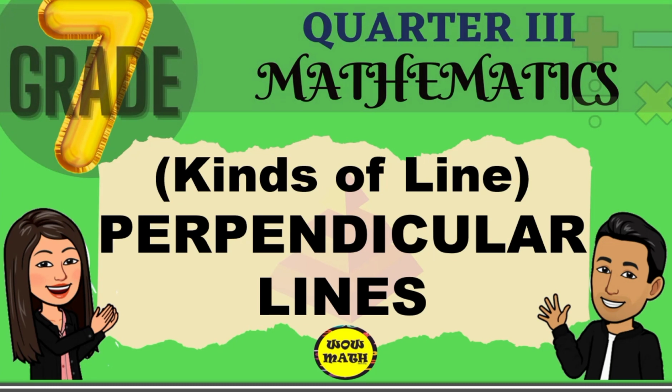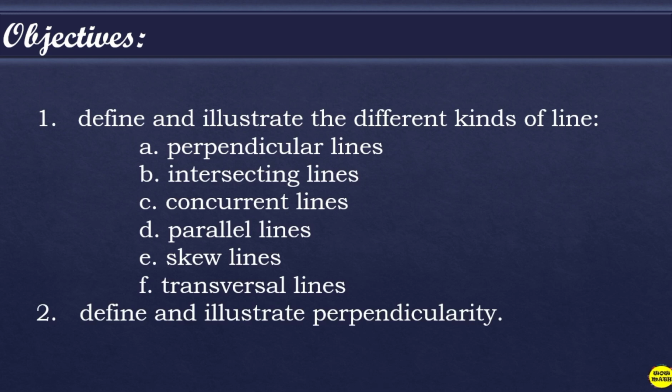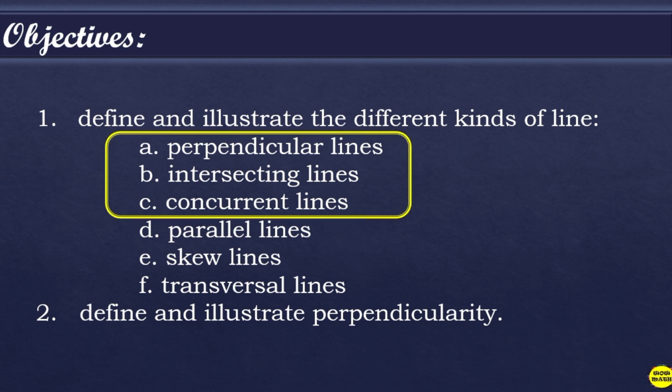Mga kawamat, in this video we will discuss the kinds of line, particularly perpendicular lines. So in this video, we will define and illustrate the different kinds of line: perpendicular lines, intersecting lines, concurrent lines, parallel lines, skew lines, and transversal lines. We will also define and illustrate perpendicularity. So in this video, we will focus on these three.